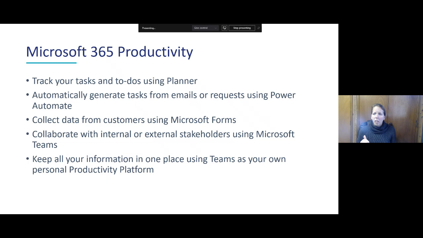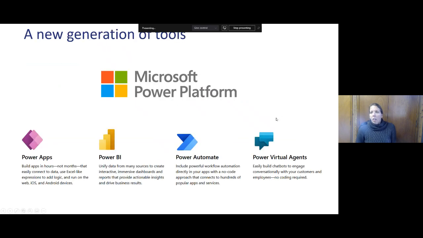And so the key areas that we're going to be focusing on are Microsoft Teams, Microsoft Planner. We're going to give a preview of Power Automate and Microsoft Forms. So how we can combine all of these and use them to be more productive. Microsoft Power Platform is Power Apps, Power BI, Power Automate, and Power Virtual Agents. And all of these can be accessed through Microsoft Teams or Microsoft 365.